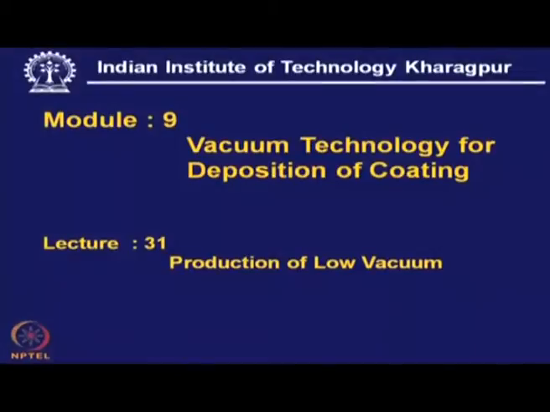In this topic, we would like to understand the role of vacuum technology in the deposition of surface coating. That means, whenever we conduct a process of deposition, it can be CVD, PVD, it can be some spray process, it can be coating by wetting, it can be electro deposition.